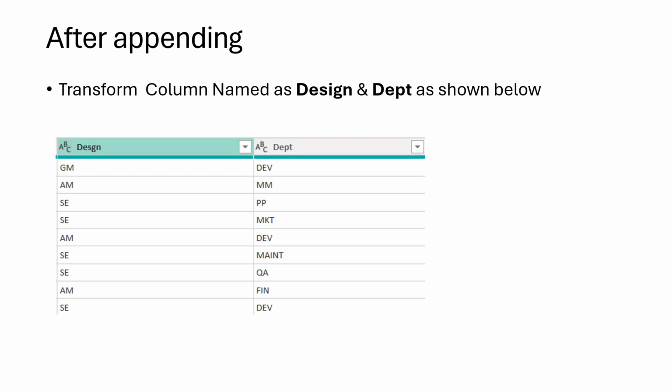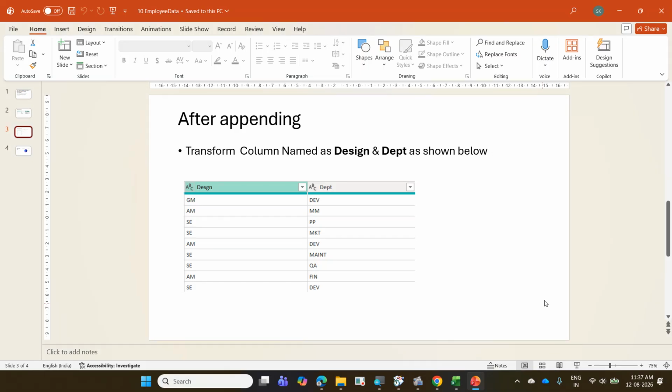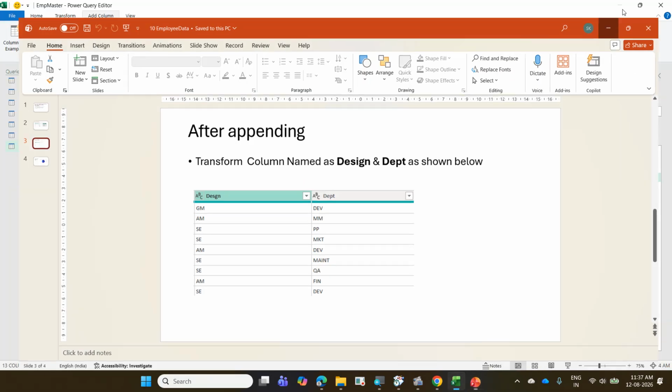Actually, you can do it together or you can do it separately. Two times you can do it, or you can do it together also. For example, I'll select both the designation and department together. Then transform, not add. Add will create an extra column. I don't want an extra column. I want transform.